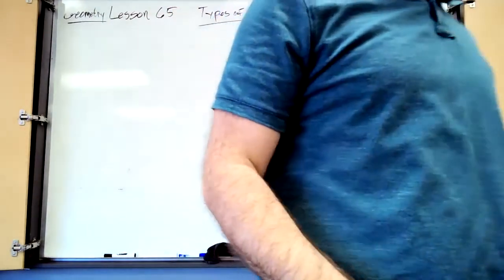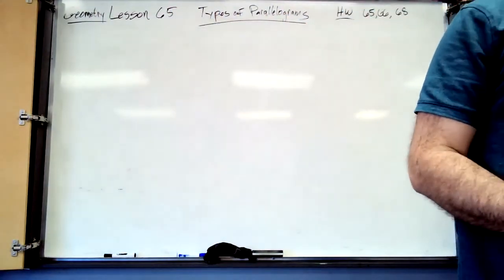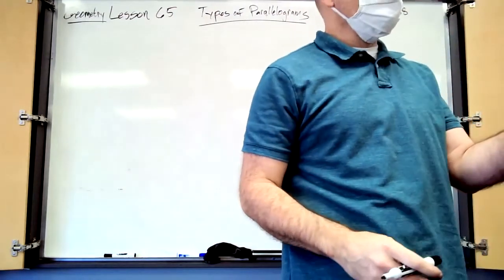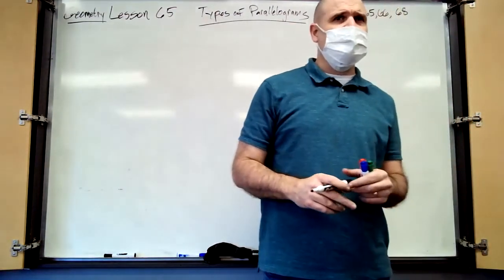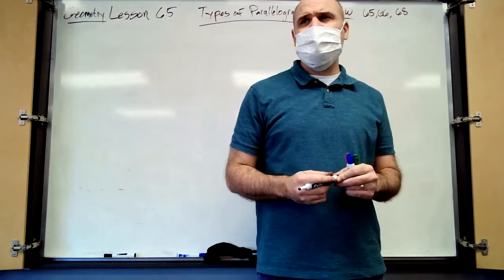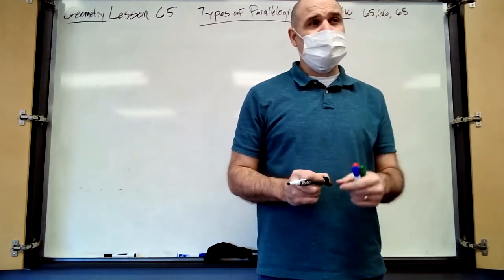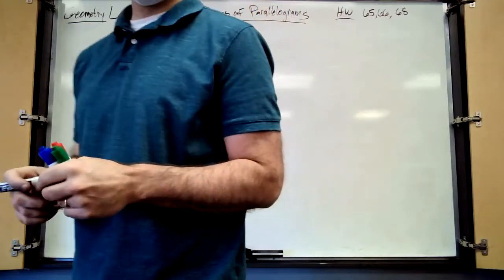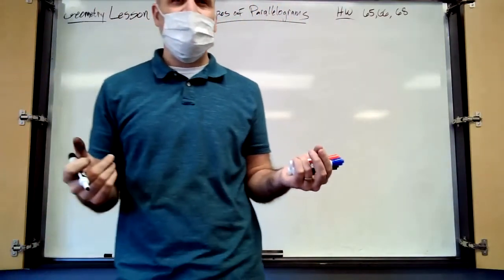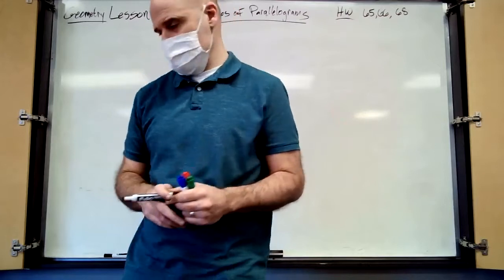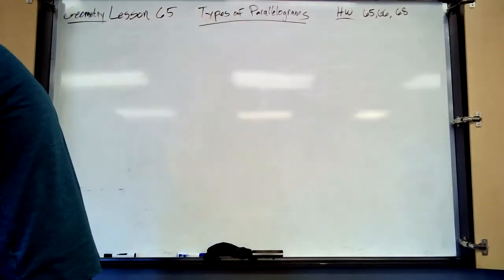So we're going to talk about types of parallelograms. Can somebody tell me 3 types of parallelograms? Square. Okay, that's one. Circle. No. A rectangle? A rhombus? So those are 3. A rectangle is just a specific type of parallelogram, with right angles, right? But it's still a parallelogram.